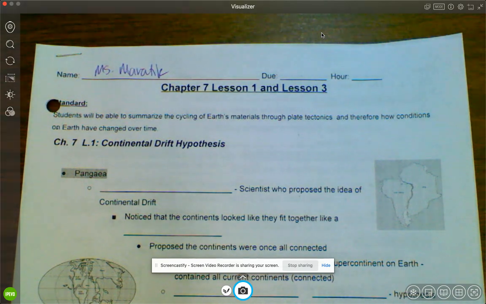So, what we're looking to do is we want to be able to summarize the cycling of Earth's materials through plate tectonics, and therefore how conditions on Earth are changing over time. Now, with this unit, we do want to get the basic information, and then we've got a number of different hands-on activities where you're going to be using some colors, some cutting and pasting, but we want to have the most basic ideas to get us started.